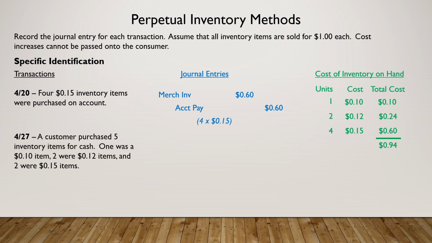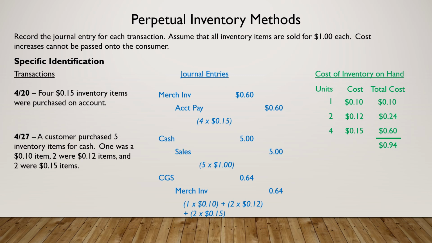On April 27th, a customer purchased 5 inventory items for cash. One was a 10-cent item, 2 were 12-cent items, and 2 were 15-cent items. Again, we'll record our revenue with a debit to cash and a credit to sales for $5. Next, we'll debit cost of goods sold and credit merchandise inventory for 64 cents. Multiply each unit sold by its respective cost. Then sum those products.